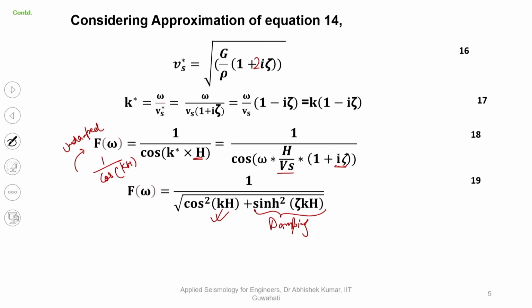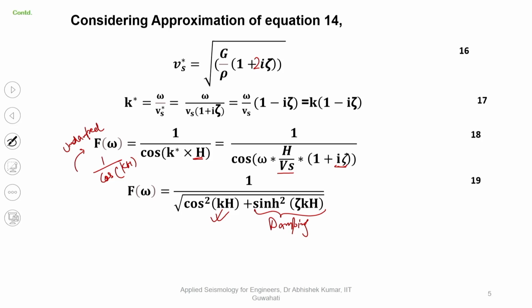That is the value of the transfer function, or the functional form of transfer function, you are getting for the case of damped soil located over rigid half space. Remember, we are still on rigid half space. Now, this is the transfer function value. If you see, it is a function of the thickness, it is a function of wave number, which is further a function of shear modulus or shear velocity, and the damping ratio.